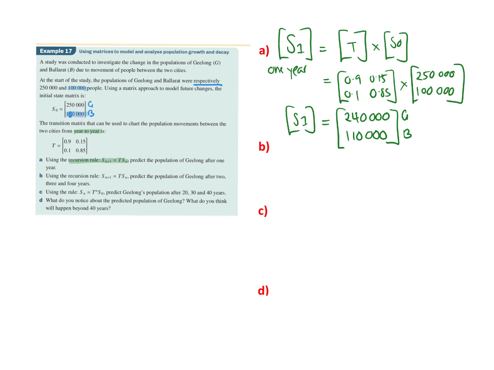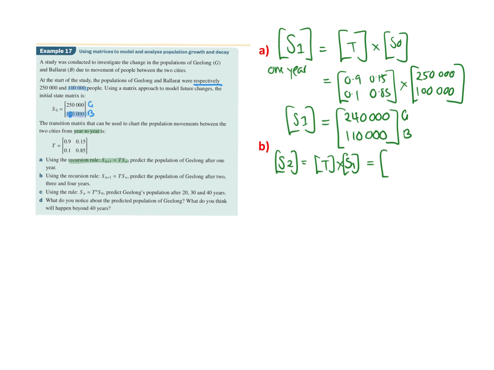All right, and then it says using the recurrence rule still, find it after 2, 3 and 4 years. So you can just keep going. So we're going to say S2 would equal the T times S1. Okay, we're not going to write it all out. You're just going to write the answer there.